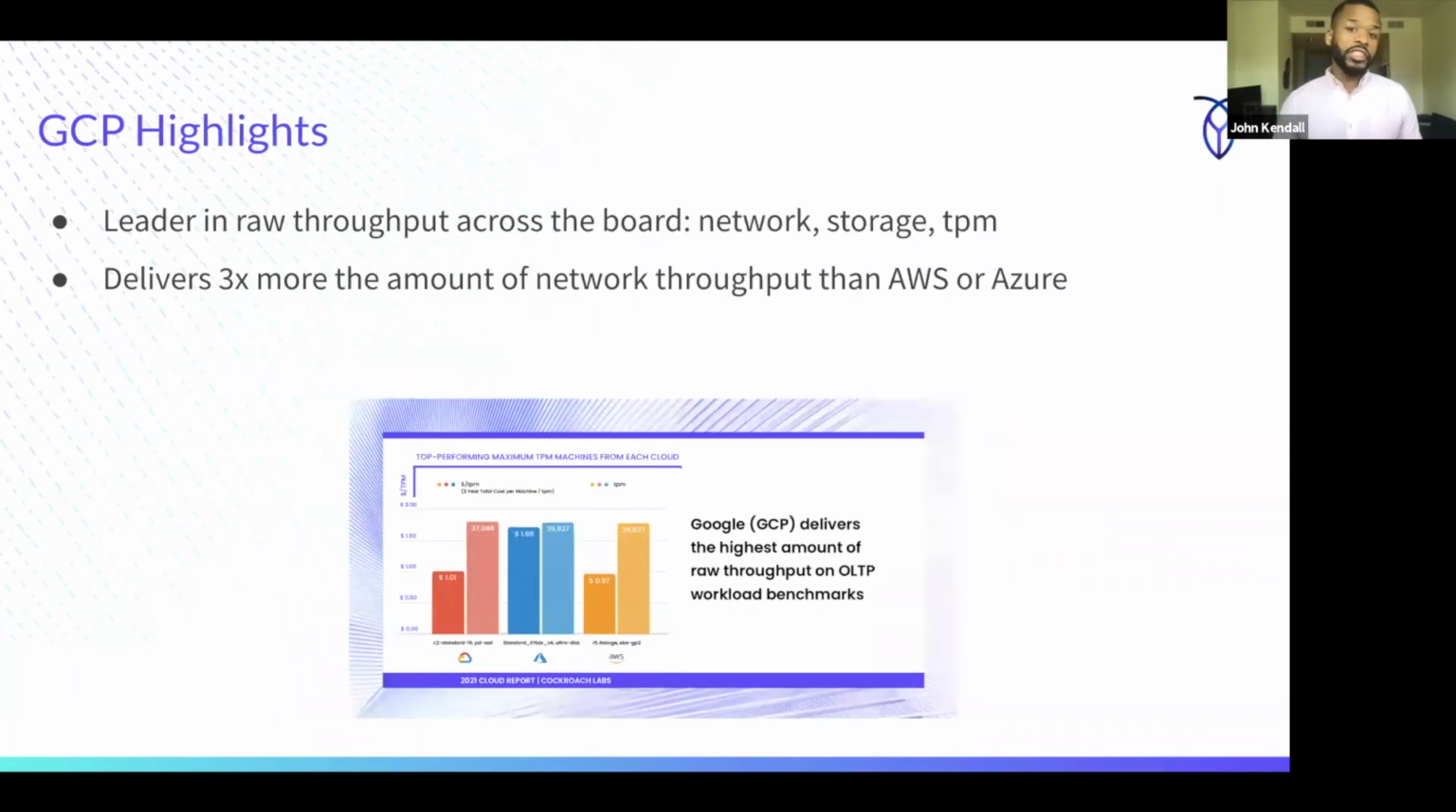And to wrap up, GCP really stood out in throughput at all levels: network, storage, TPM. When you look at the network throughput, it's impressive how even GCP's least performing network throughput machine outperformed all of AWS and Azure's network throughput machines. And then you look at their best one, it was 3 times the amount of network throughput of AWS's best performing. Overall, GCP had the best performance in the report when you look at the aggregate view of all the micro benchmarks.